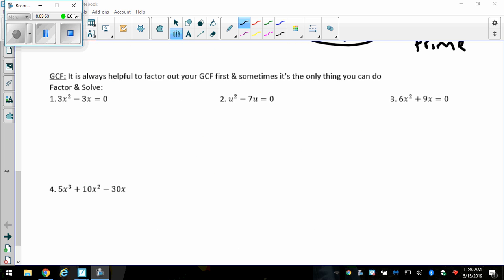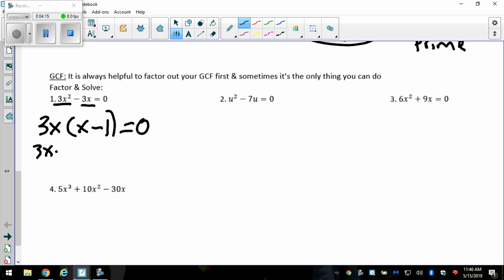All right, the last type in here is your GCF. That means the greatest common factor. Sometimes all you can do is pull out what's common between your terms. So in the first one here, what's common is a 3x. I'm actually going to divide both terms by a 3x. So you divide the first term, you're left with an x. Divide your second term, you're left with a 1. And don't forget, you have to set each term equal to 0 and actually solve them. The first one gives you 0. The second one will give you a 1 here.